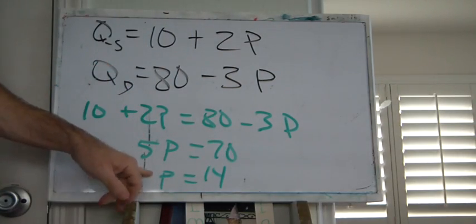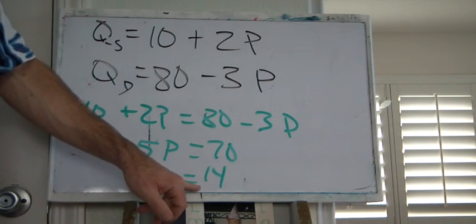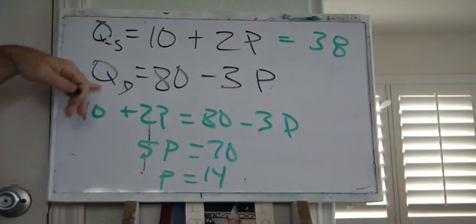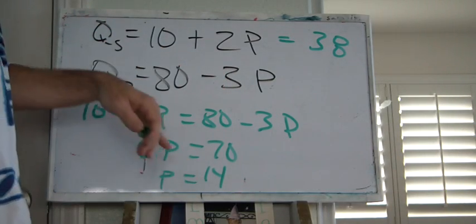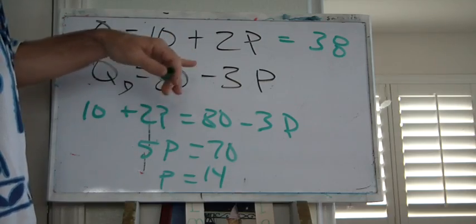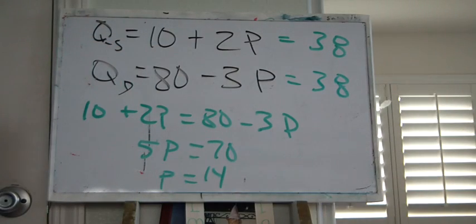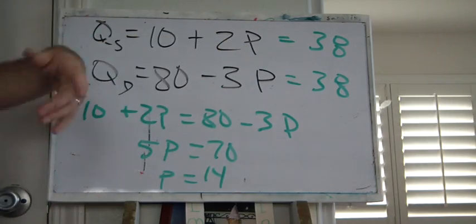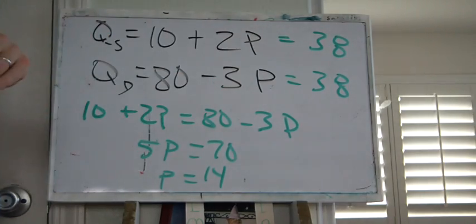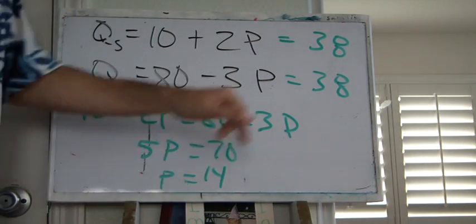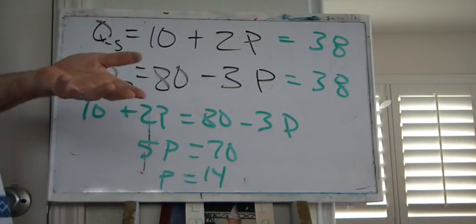So you can find the equilibrium price with just a few steps of algebra and plug that price back in here. 10 plus 2 times 14 is going to be 38. You can check it here. 80 minus 3 times 14 is 80 minus 42, which is also 38. So at a price of 14, the quantity supplied and the quantity demanded will be equal. They'll be equal to 38. So this is another way to present and solve supply and demand equations for equilibrium or market clearing conditions.